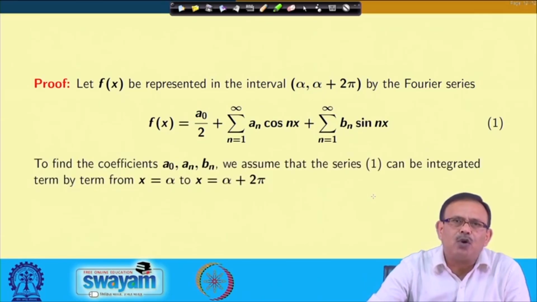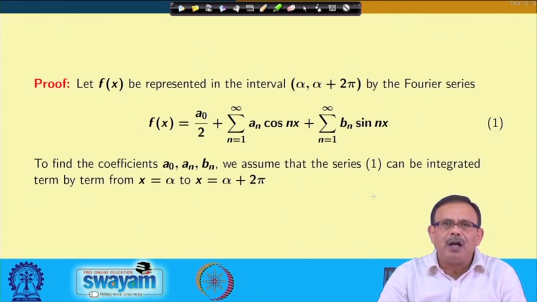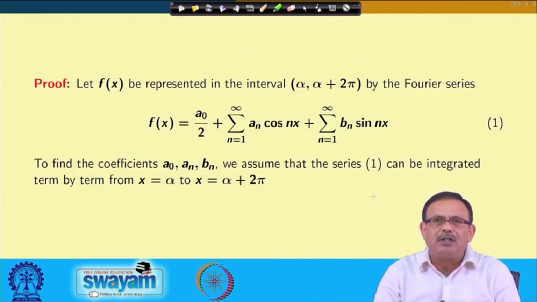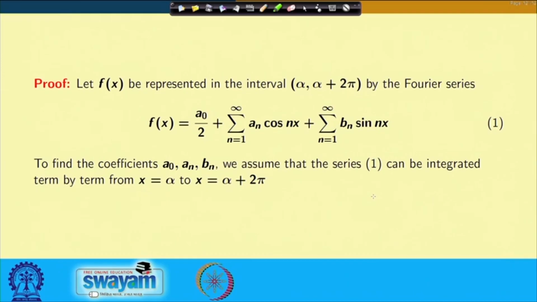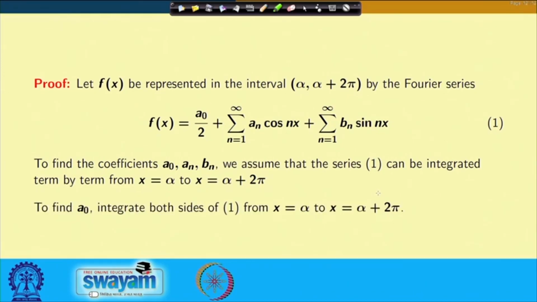To find the coefficients a naught, a n and b n, we assume that the series 1 can be integrated, this I forgot to tell, can be integrated term by term from x equals alpha to alpha plus 2 pi. This assumption we have to make that the term by term integration is possible. Just after this proof, maybe in the next lecture, we will see the proof of the condition for which Fourier series exist.